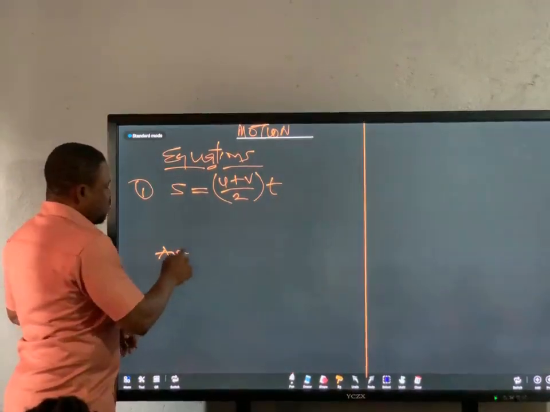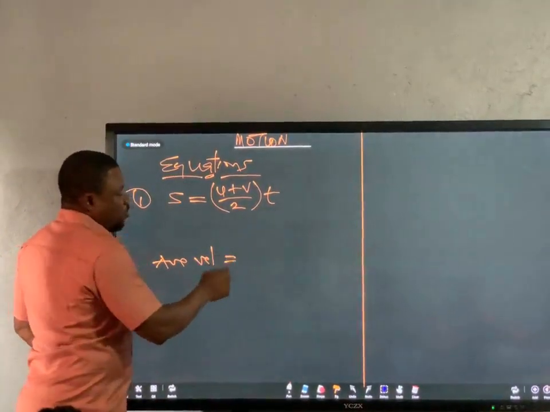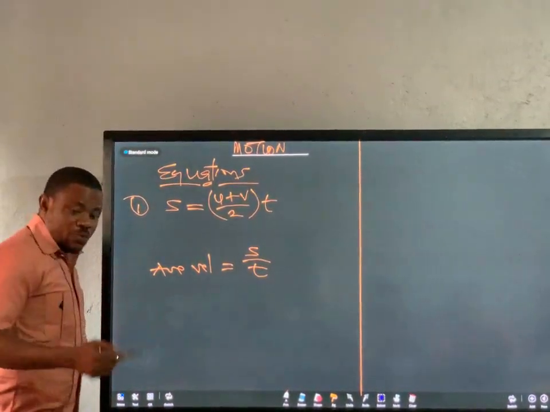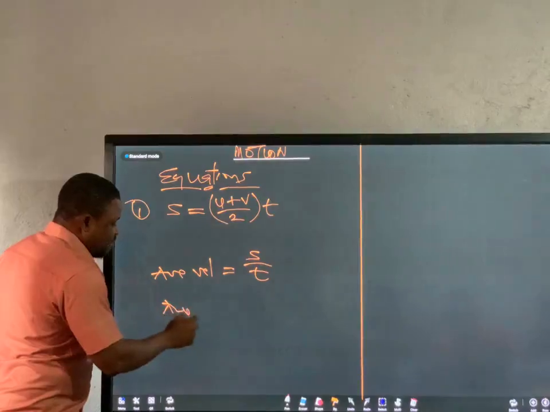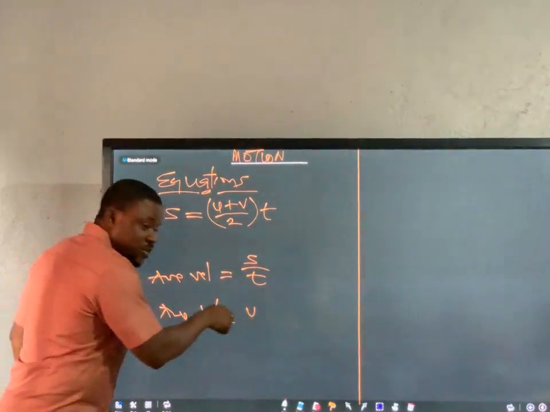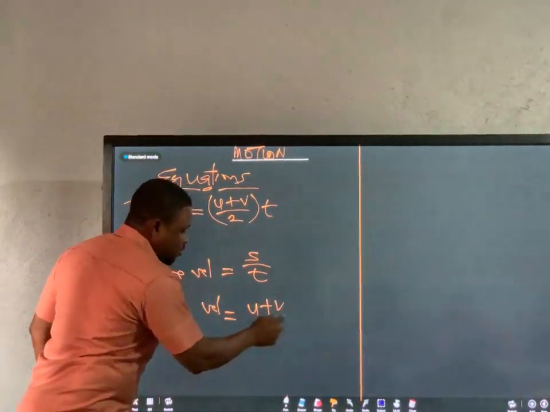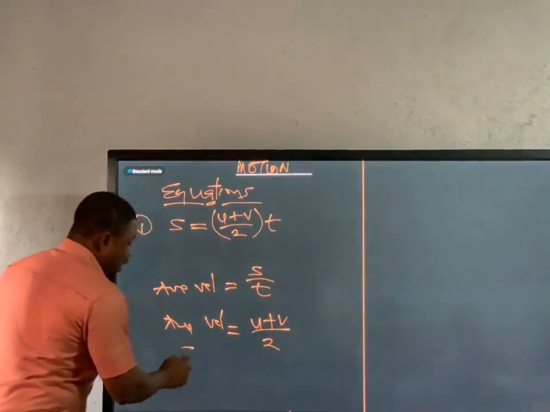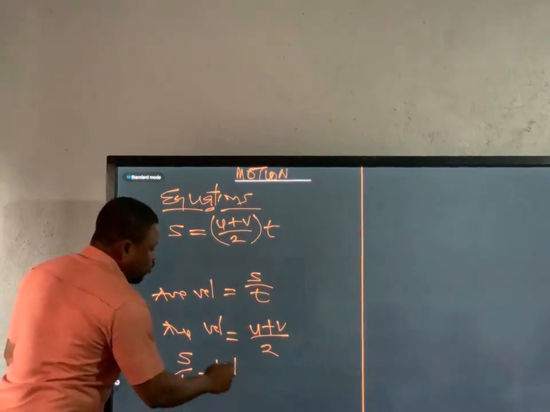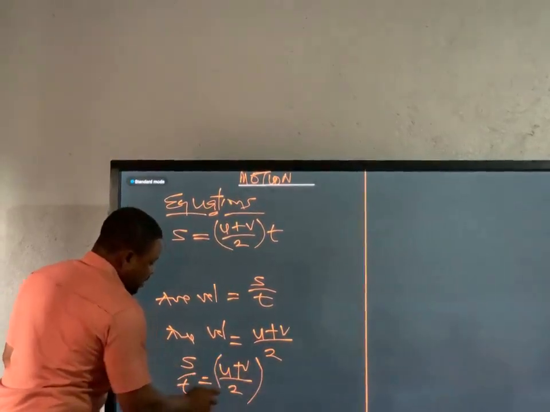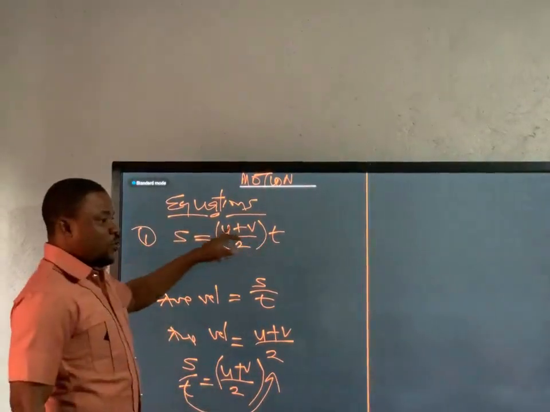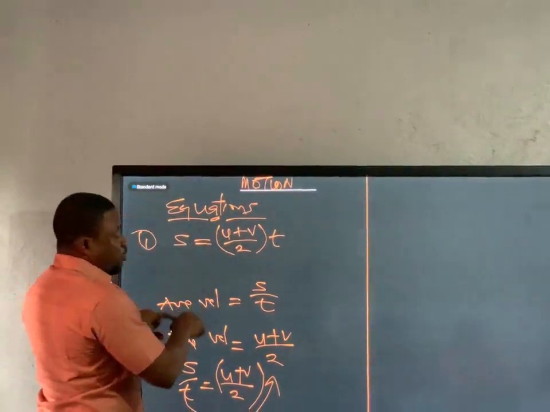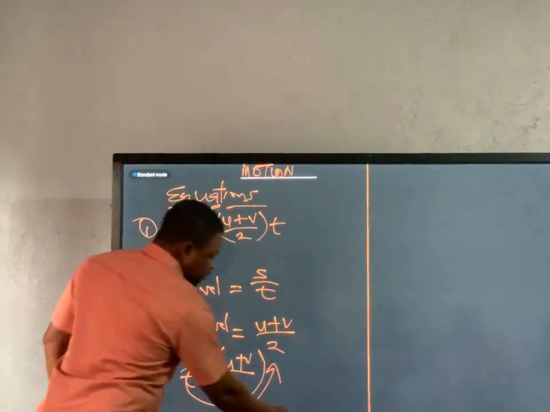Average velocity or average speed is equal to total distance over time. And what is average velocity? One of the definitions we have for average velocity is initial velocity plus final velocity, divided by 2. So if we combine these two together, we get s over t is equal to (u plus v) over 2. If I take t to this side, I get (u plus v) over 2 times t. Are you with me? Yes. So this one is from the definition of average velocity.